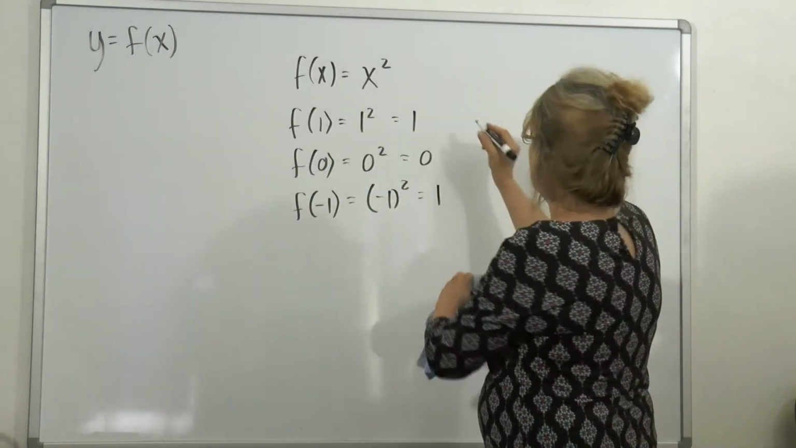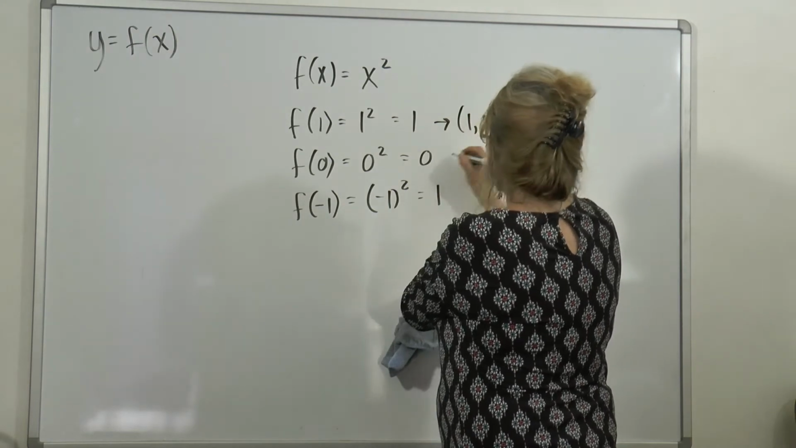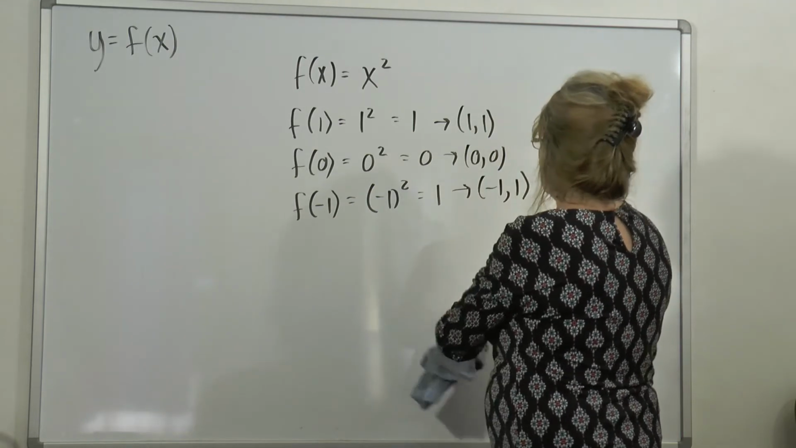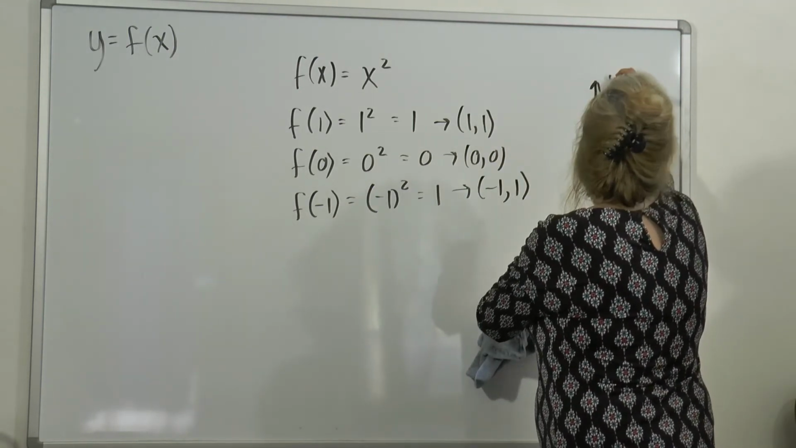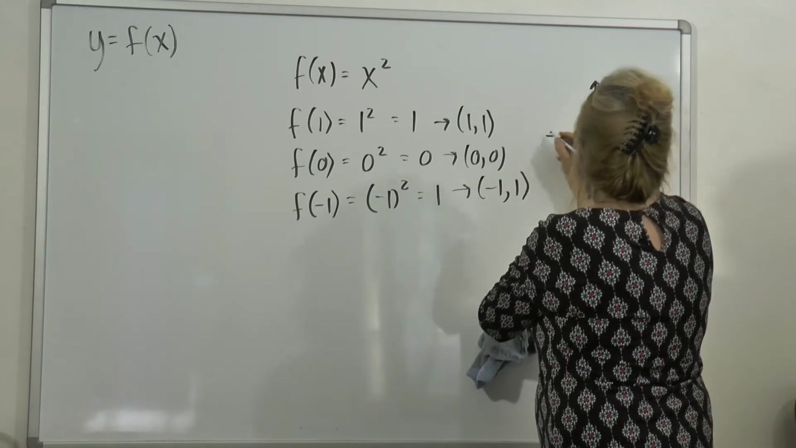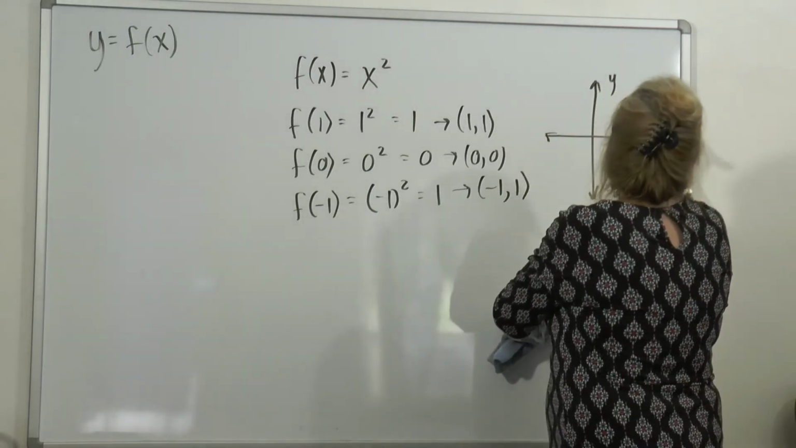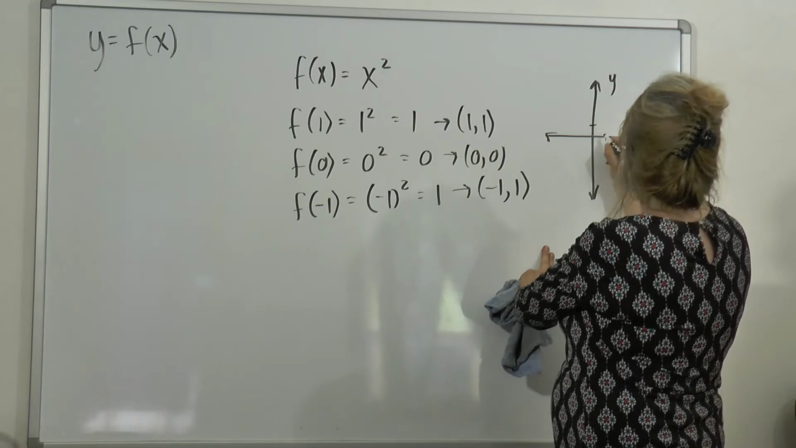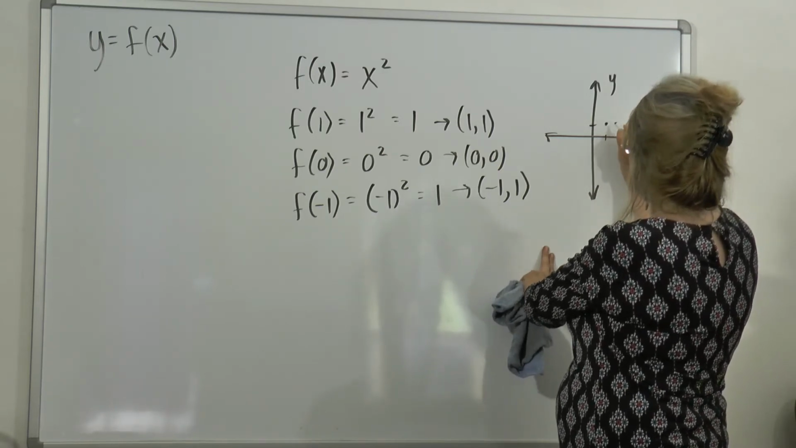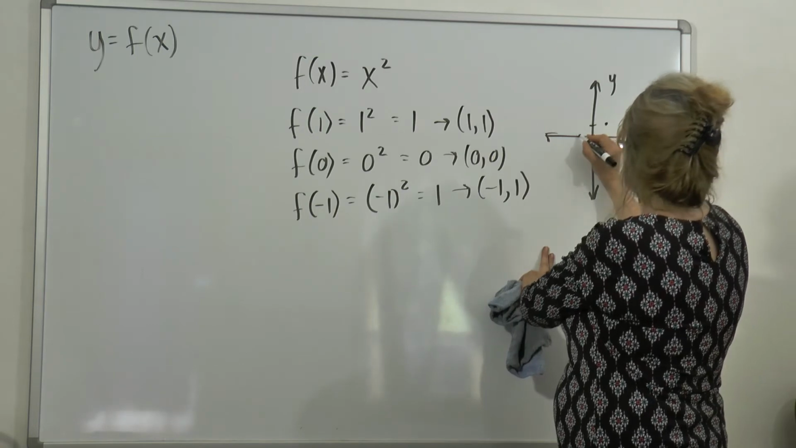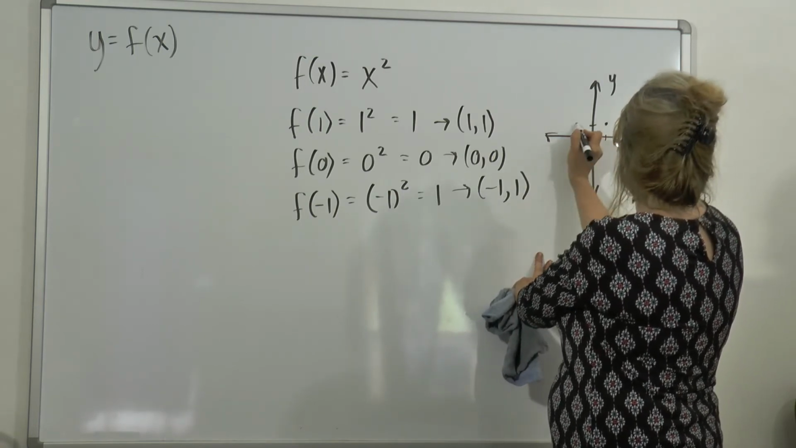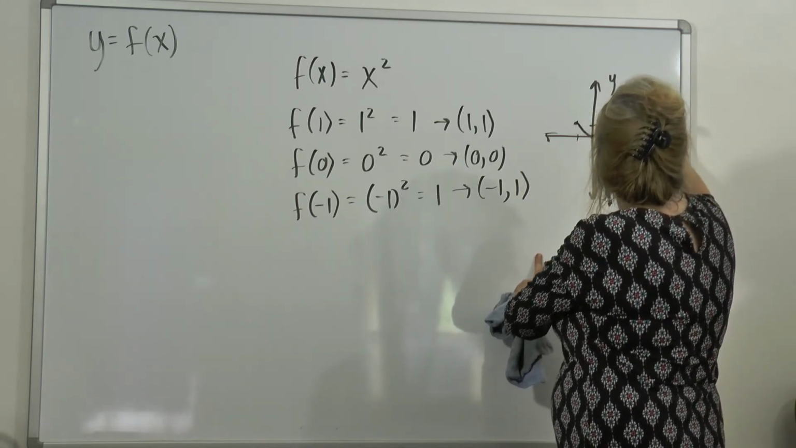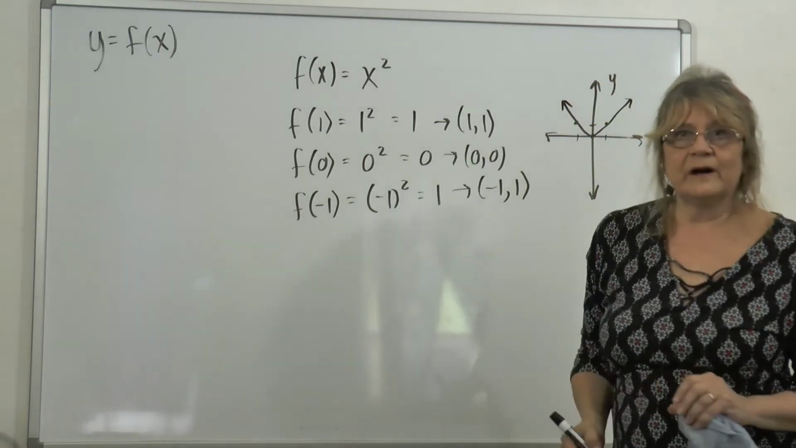-1 times -1. Okay, so this tells me 1, 1 is on the graph, 0, 0, and -1, 1 is on the graph. There's the bug. We're in my bedroom, by the way. Okay, so starting from the origin, positive 1 in the x, positive 1 in the y. 0, 0, that is the origin. And then negative 1 in the x, positive 1 in the y. And that can give me a sketch of what my graph is going to do.